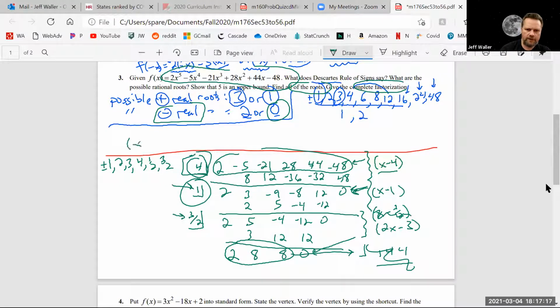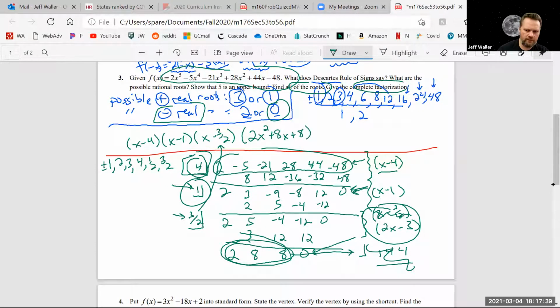All right, so what do I have so far? I got x minus 4. I've got x minus 1. I really want to explain this better, so let me write down x minus 3 halves, because that's pretty much what that directly relates to. And then I have 2. What's this? 2x squared plus 8x plus 8. Good, because the only thing that could have been a fractional piece was 0. Now, do you see how there's a factor of 2 that I could take out of there and put in here?